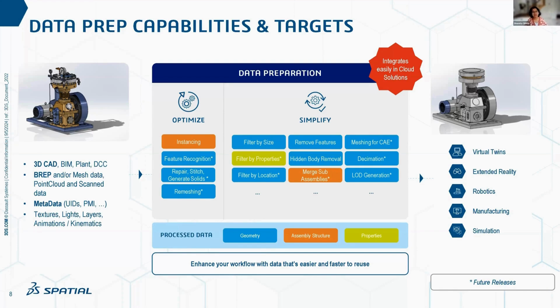Versus on the simplification side, removing bodies by size, removing features by type, removing any bodies that are not visible from the outside. So that's hidden body removal.